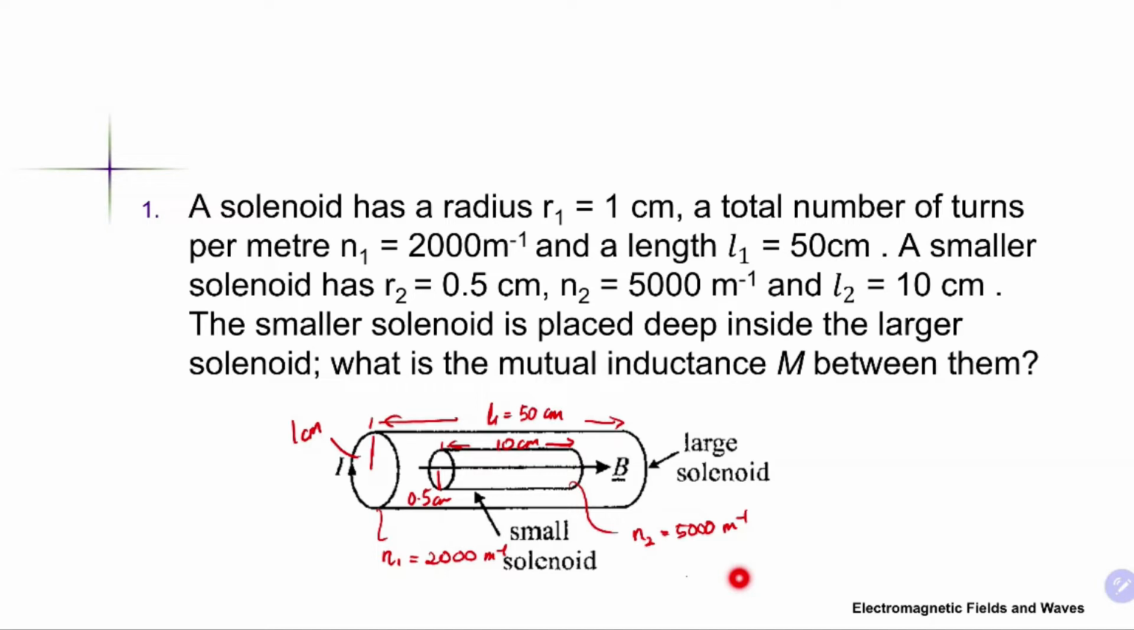Okay, so if you want to find the exact number of turns, you multiply it by the length, then you can find out what is N2. If you want to find out the actual number of turns for each of the solenoids, let's start with the large solenoid.